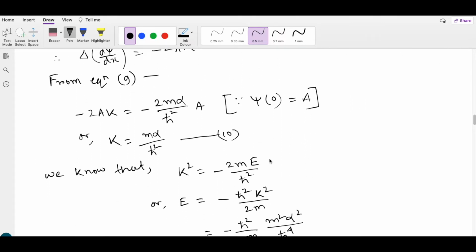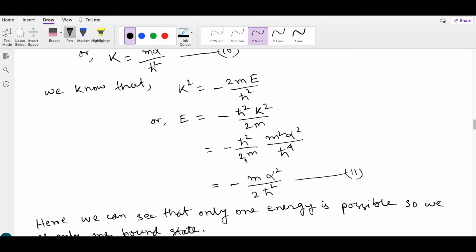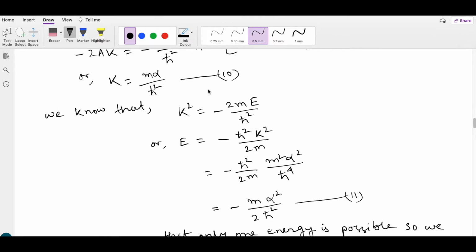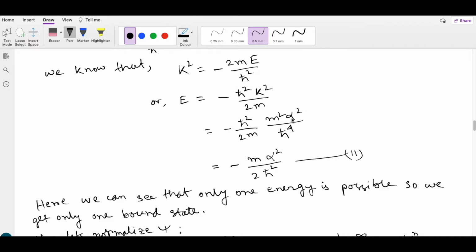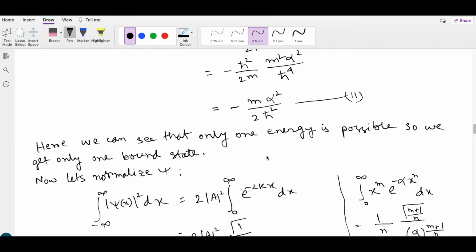So let's put that in this equation, and from here we can see that E equals minus ħ²k²/2m. Now put the value of k² from equation 10. So we get minus mα²/2ħ². Here we can see that only one energy is possible, so we get only one bound state.